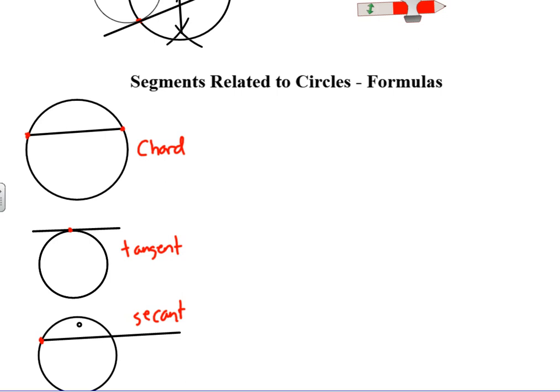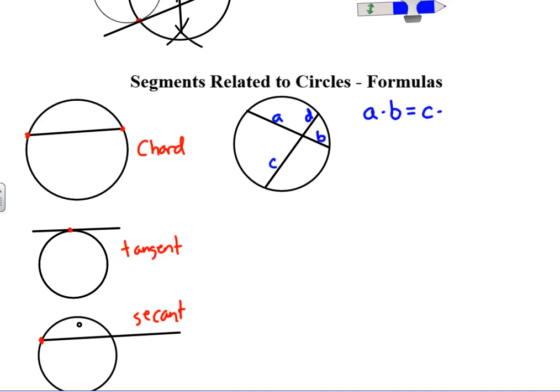So the first setup that we need to understand is, what do we do when we have two chords that intersect? So any two chords that intersect, what's the relationship? I'm going to label these. I'll call this one A, B, C, D. So in this case, it's A times B equals C times D. That's one relationship that we need.